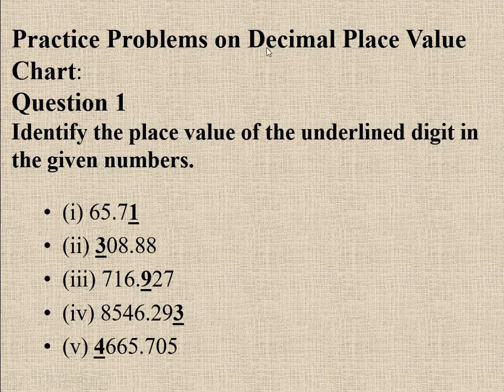Now there are few practice problems on the decimal place value chart. There is a question: identify the place value of the underlined digits in the given numbers. 65.71. In this we have to tell the place value of the digit 1. 308.88, the place value of 3. Then 716.927, the place value of 9. Then 8546.293, the place value of 3. Then 4665.705. So we have to tell the place value of 4.